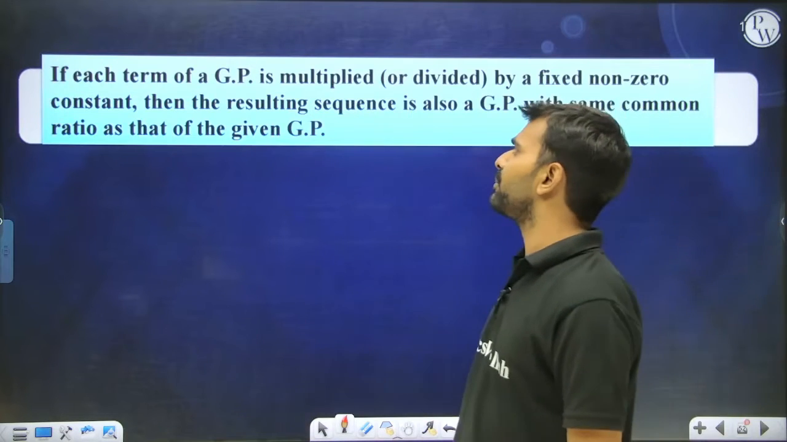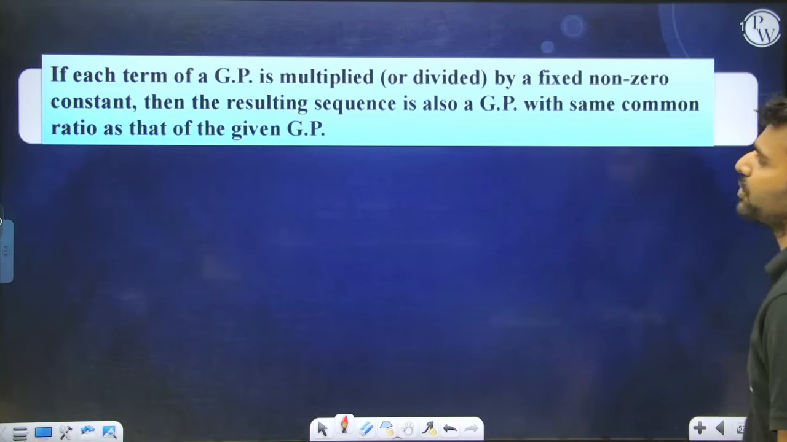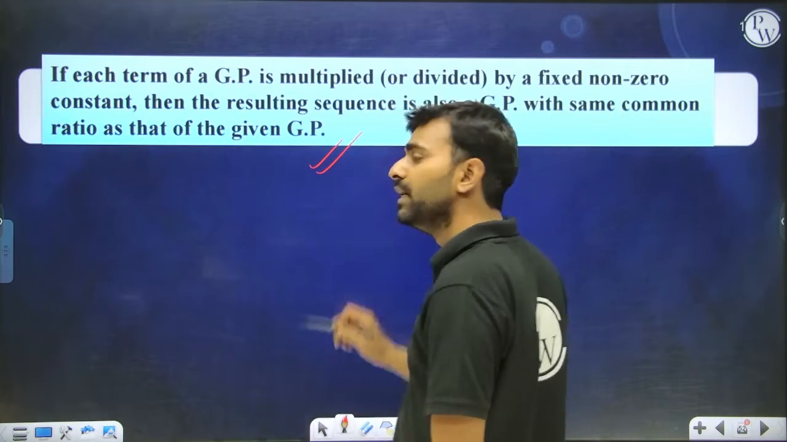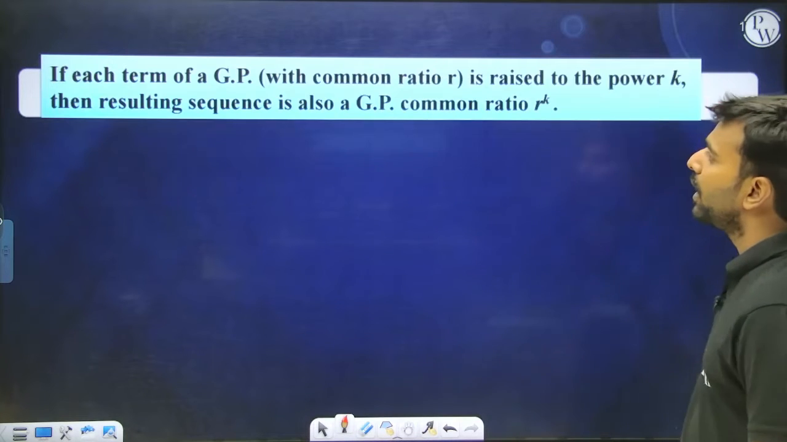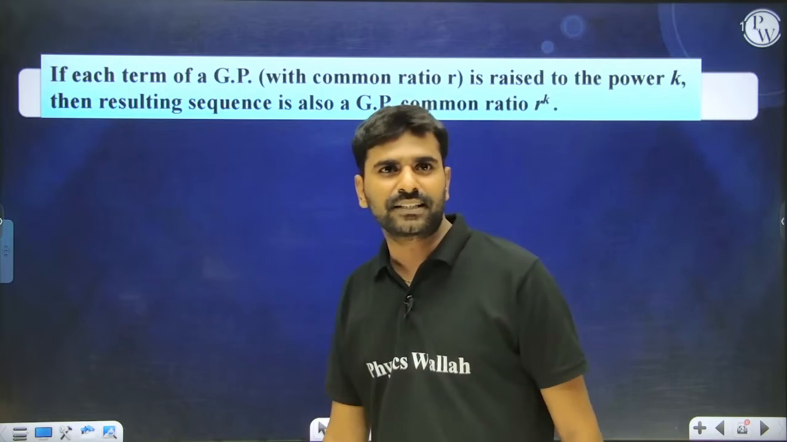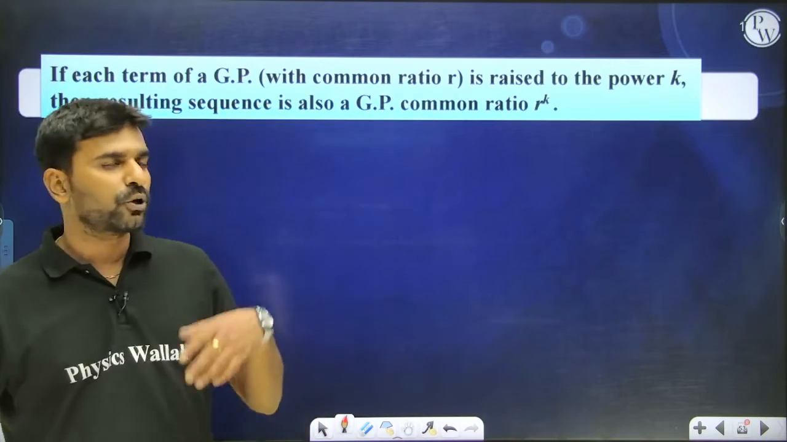Alright, if each term of a GP is multiplied or divided by a fixed non-zero constant, then the resulting sequence is also a GP with the same common ratio. Do remember this. Moving ahead, if each term of a GP is raised to the power k, then the resulting sequence is also a GP with common ratio r to the power k.